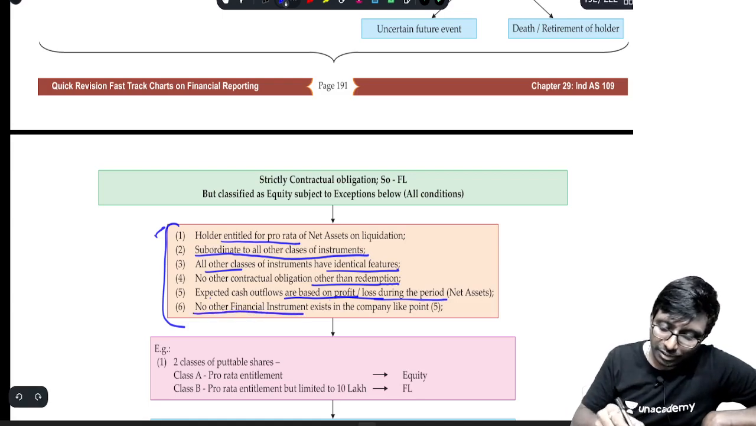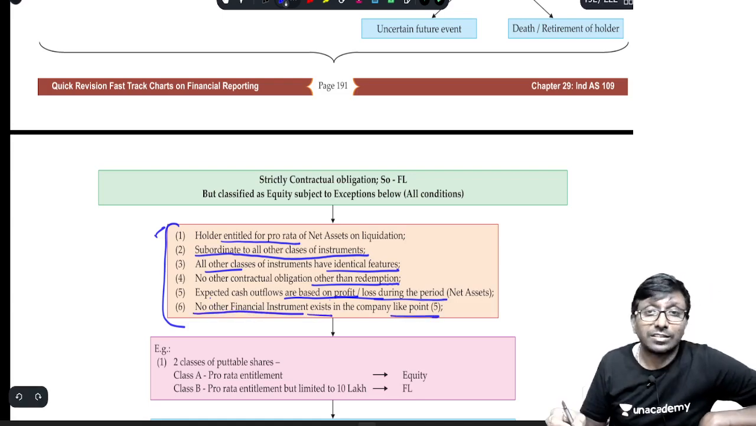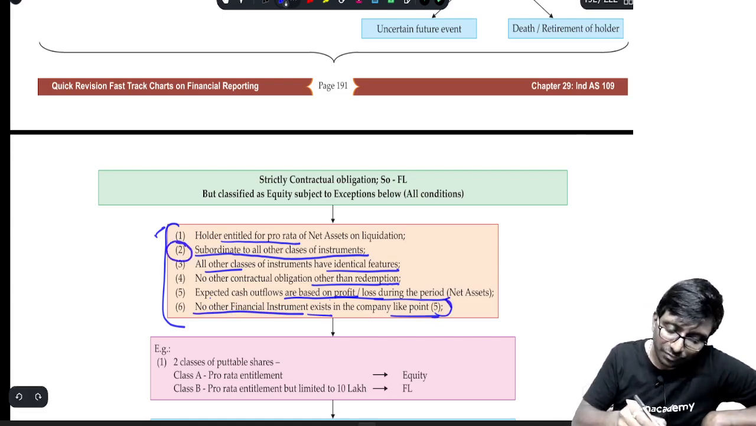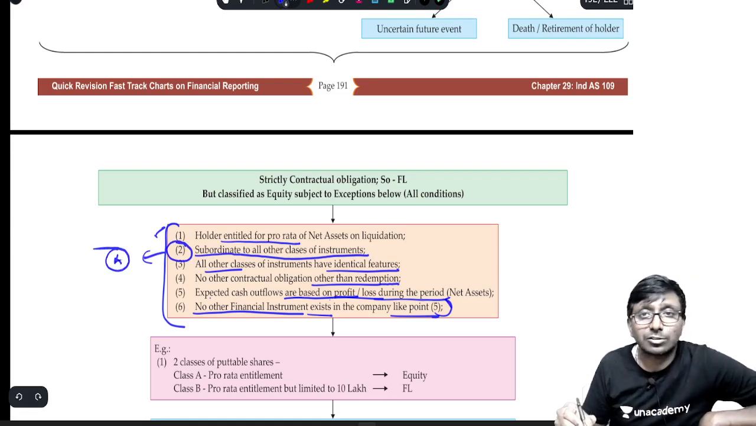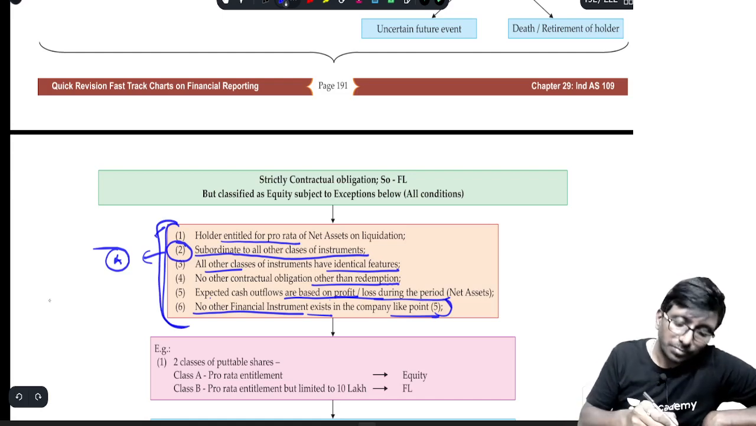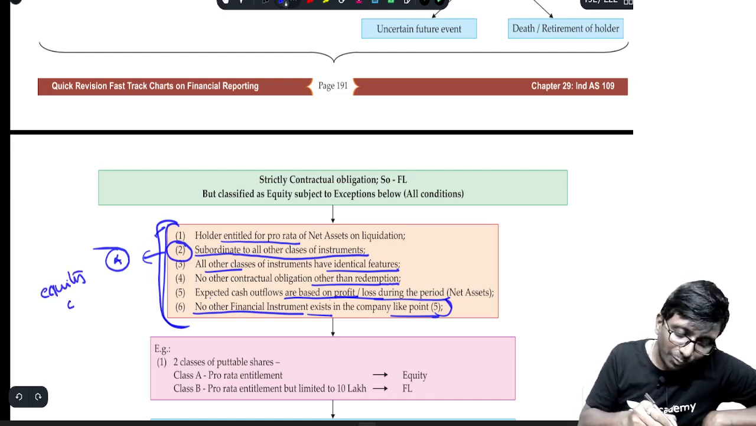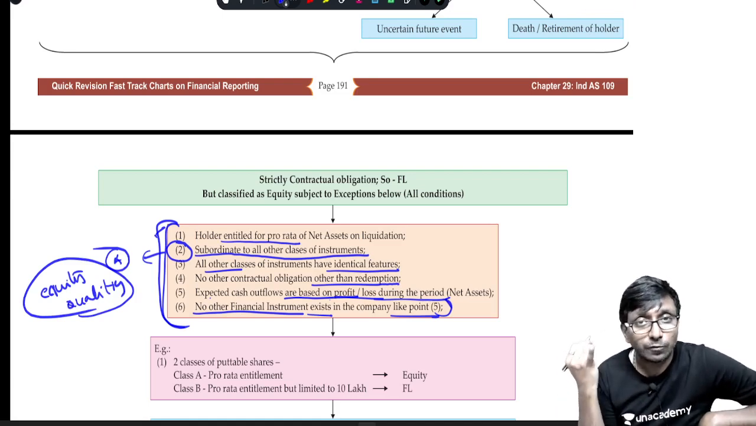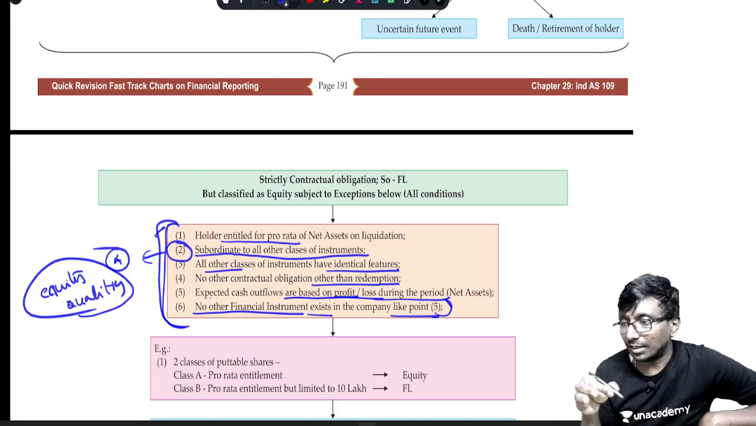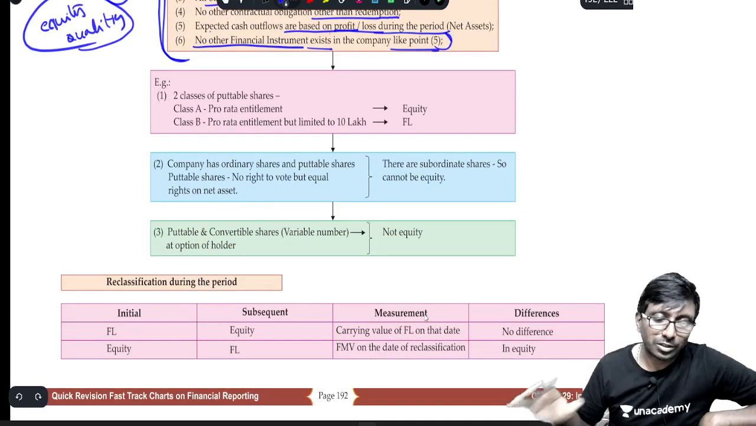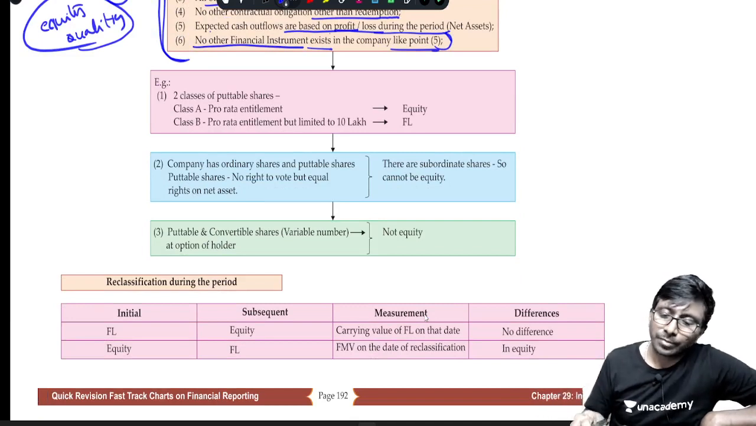Next, no other financial instrument exists in the company like this. Like this means I told you, this point is sufficient. Actually, subordinate to all instrument is sufficient. See, end of the day, with all the 6 points, they are trying to ensure that we have equity qualities. What are they trying to ensure? The putable instrument, except the option for put, all other qualities are exactly equal to equity instrument qualities. That is the reason.